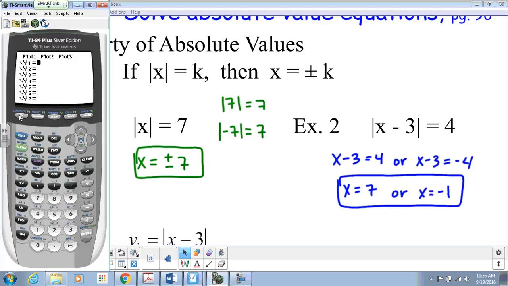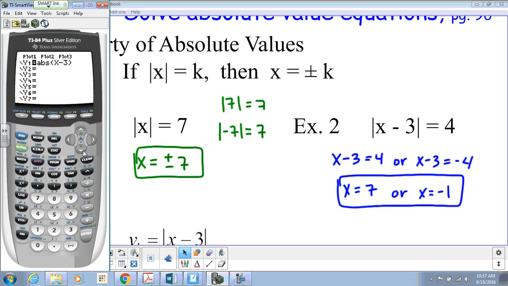So I go to y equals, and I want to type in absolute value of x minus 3. Absolute value is under math and then over to number. And it's this first one, this ABS. So absolute value, x is next to alpha, x minus 3. Okay, when you first graph something on the graphing calculator, you want to make sure your window is set and make sure nothing else is in your y equals. All of these plots are turned off. You can turn them on or off by highlighting them and then hitting enter. Okay, so all of those are off.